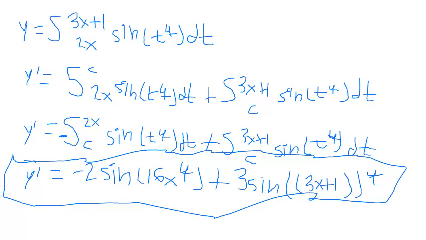And so we just pick a point in the middle, from 2x to 3x plus 1, and then we split it into two integrals. Then just go from there.